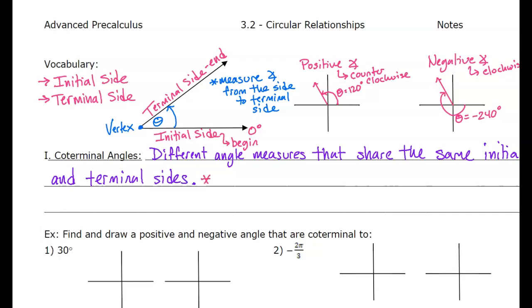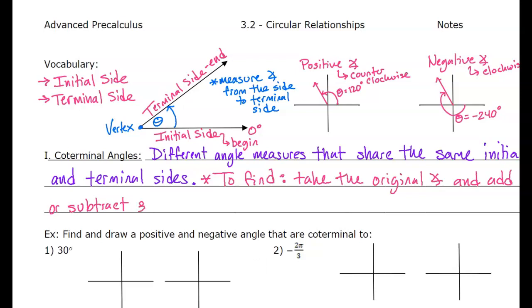All you have to do to find coterminal angles is take the original angle and add or subtract 360 degrees or 2 pi, depending on if your angle is in degrees or radians.